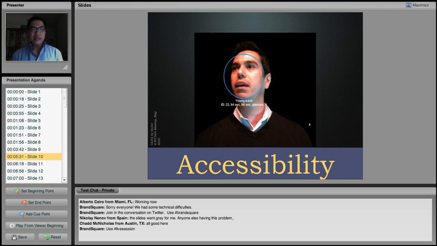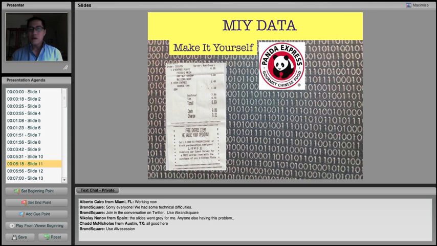Another side to big data accessibility is the availability of very cheap or free web tools that allow us to make our own data. I actually call this MIY data, make it yourself.